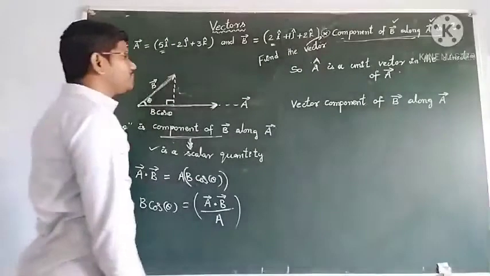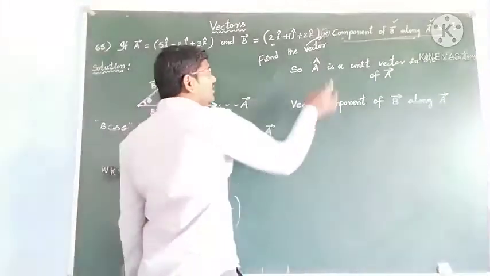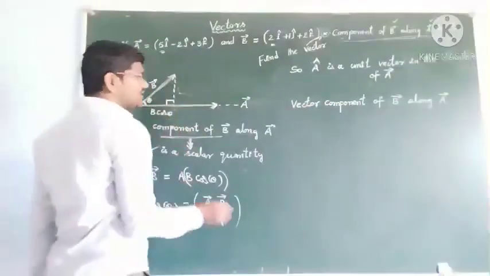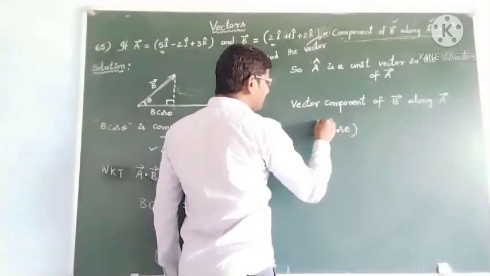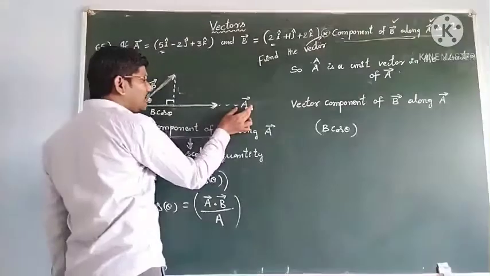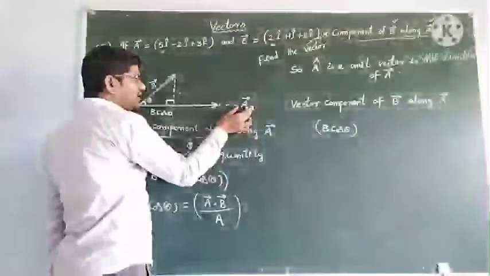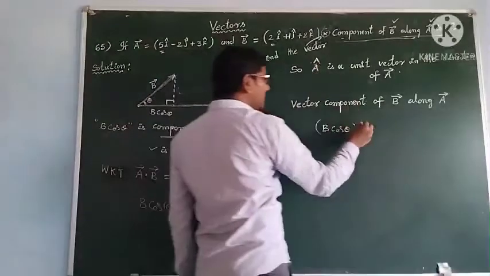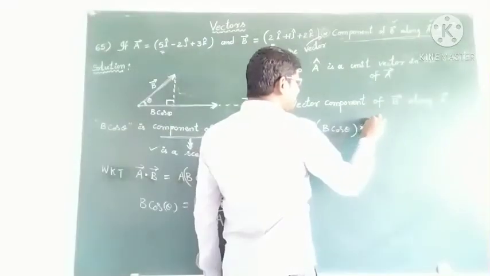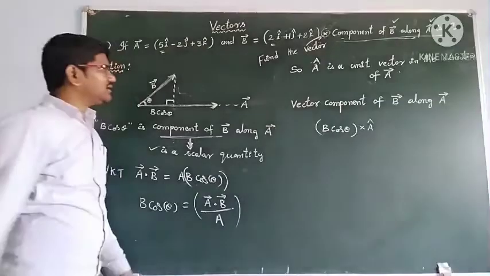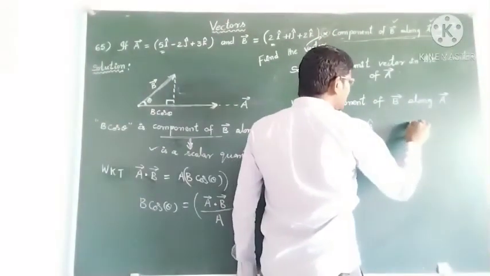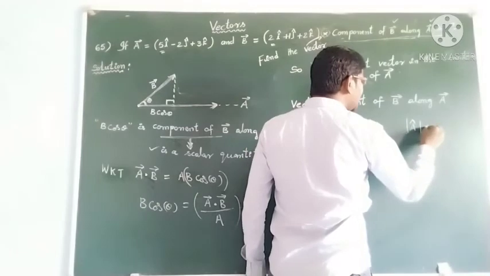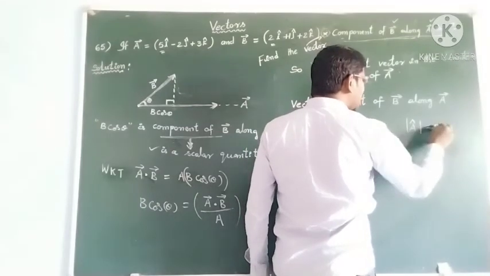Okay students. So actually component of B along A means B cos theta. It is in the direction of A bar. So a vector in the direction of A bar should be multiplied by its unit vector, that is called A cap. Here we know that A cap is a unit vector, so the modulus of A cap is equal to 1, since it is a unit vector.